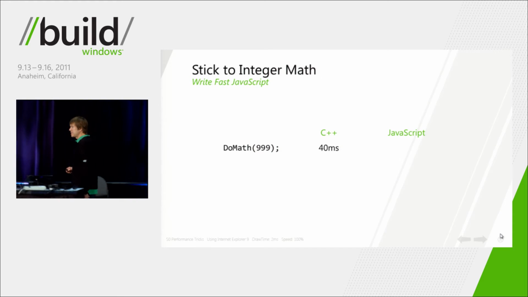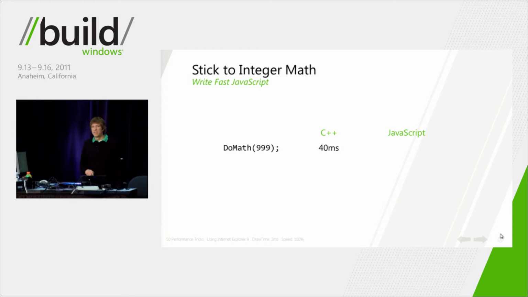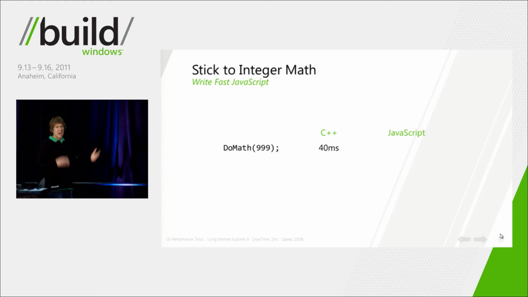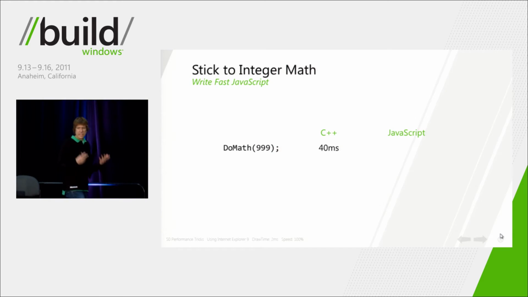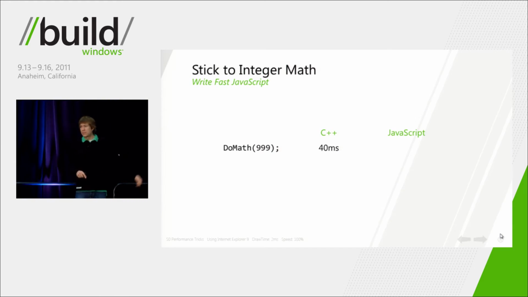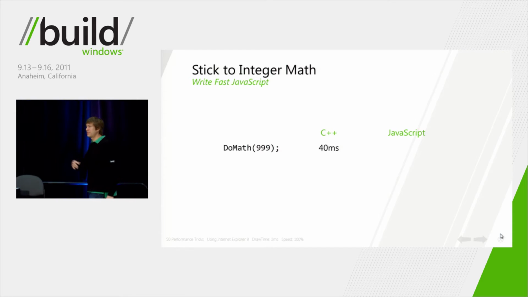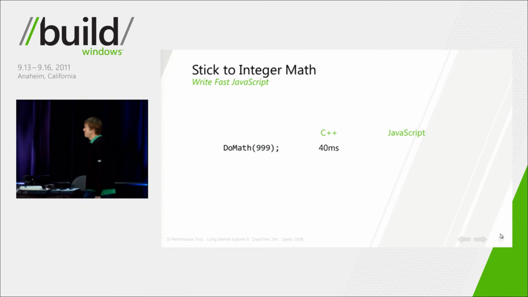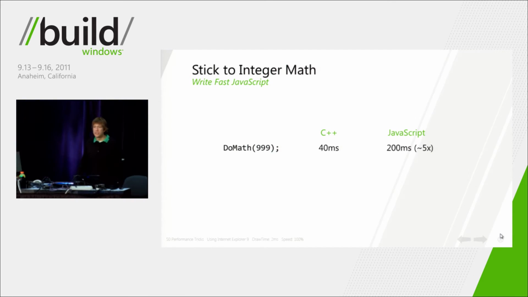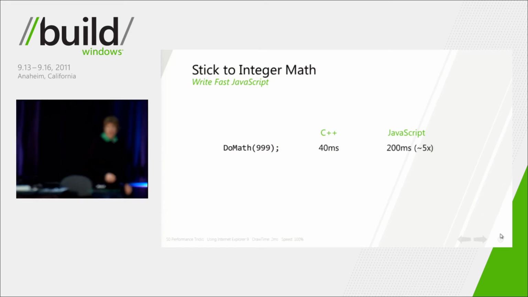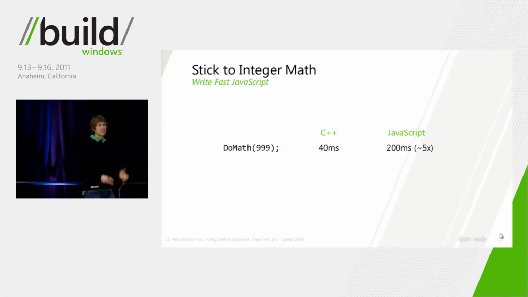In C++, that would take about 40 milliseconds. That's incredibly fast, right? There's 1,000 milliseconds in a second. It's ridiculous. JavaScript a few years ago, good luck, right? It might return in 10 minutes or 15 minutes. But with today's modern engines, it can do that same math in 200 milliseconds, a factor of 5.